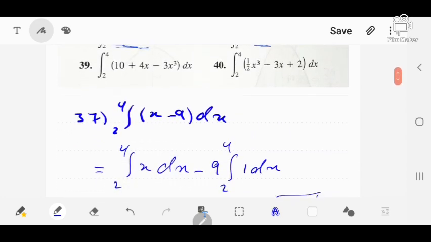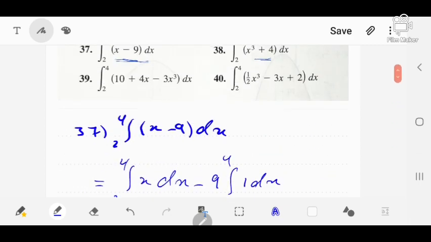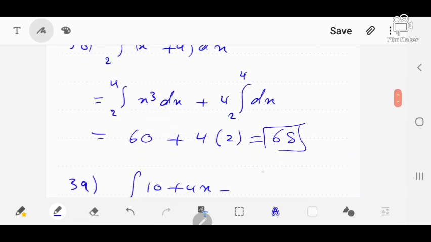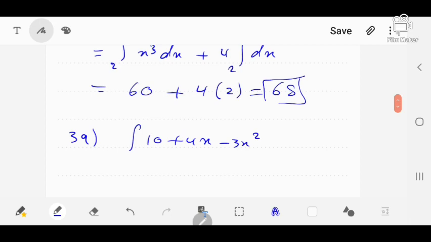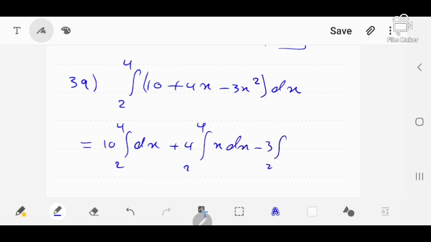What about 39? 10 plus 4x minus 3x cubed, from 2 to 4, integration of all of this depending on x. So same thing, distribute the integration 2 to 4. We can take the 10 outside. 2 to 4 of dx plus 4 times 2 to 4 of x minus 3 times 2 to 4 of, I believe this is x cubed. Let's check that. It is x cubed in the question. There is no x squared.